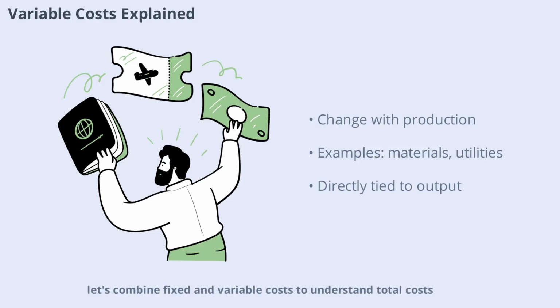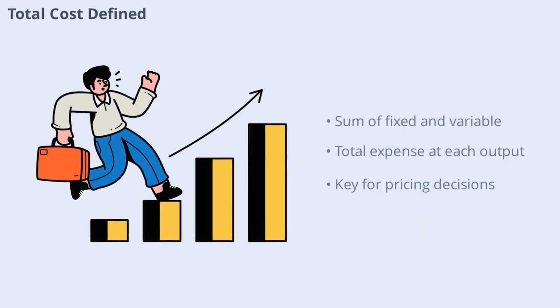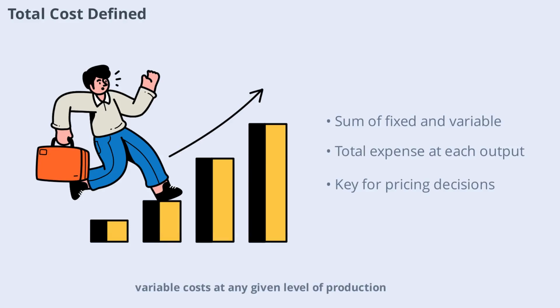Now let's combine fixed and variable costs to understand total costs. Total cost is the sum of fixed and variable costs at any given level of production. It represents the complete expense a business faces to produce a certain quantity of goods or services. For example, if a bakery has $1,000 in fixed costs and $500 in variable costs for producing 100 loaves, the total cost is $1,500. Tracking total costs helps businesses set prices, forecast profits, and make informed decisions about expanding or reducing production.